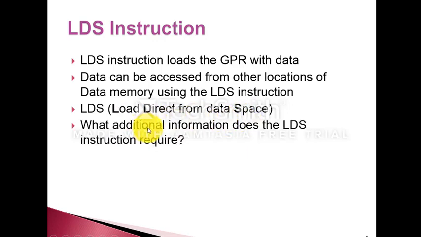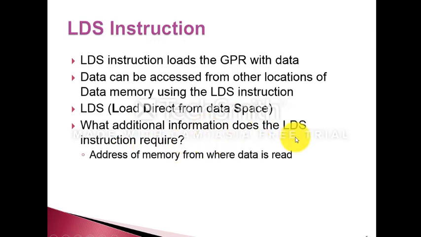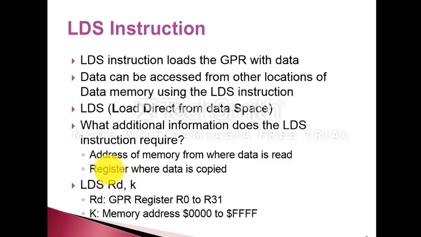SRAM. What additional information does the LDS instruction require? The LDS instruction requires the address of memory from where data is read. We have to know where the data is stored in SRAM, and in which register we have to copy that data. Its syntax is LDS Rd, K. Rd represents the register in which we want to store the data, which is placed at K memory address. A GPR can range from R0 to R31.